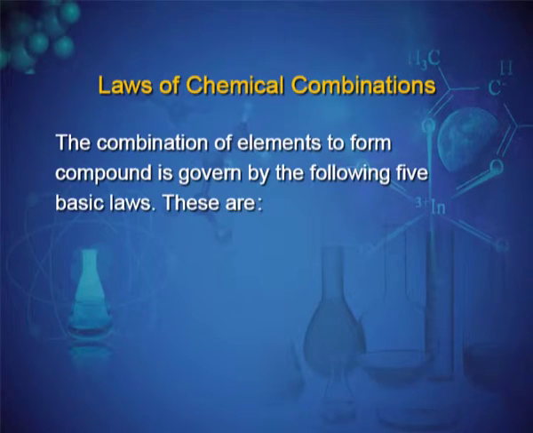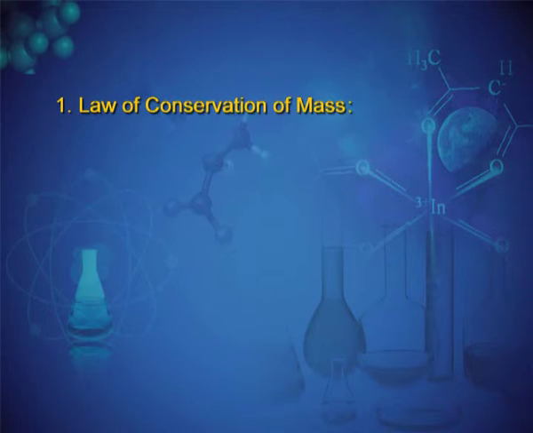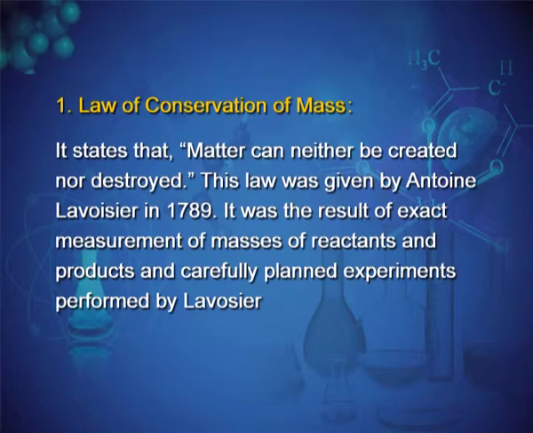Further, we will move to the laws of chemical combination. The combination of elements to form compounds is governed by the following 5 basic laws. These are: first, the law of conservation of mass. It states that matter can neither be created nor destroyed. This law was given by Antoine Lavoisier in 1789. It was the result of exact measurement of the mass of reactants and products and carefully planned experiments performed by Lavoisier.